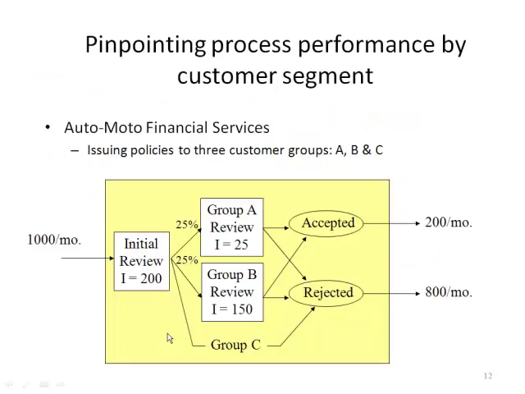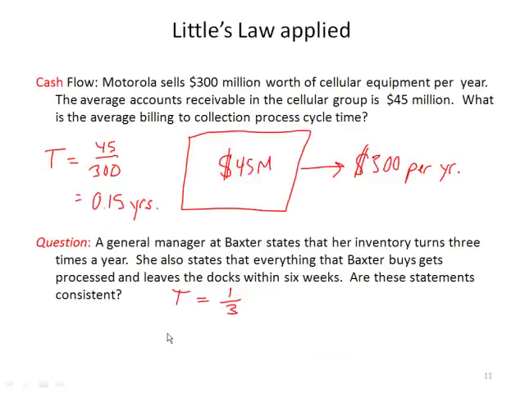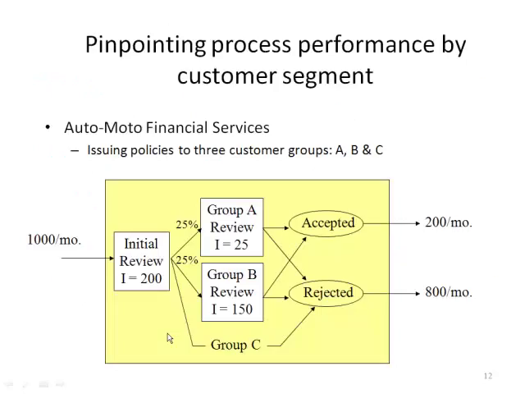Okay, now that we've gotten a little bit of practice applying Little's Law, let's use it to pinpoint process performance by customer segment. In other words, in the examples we did before, we were looking at the business in aggregate. If I'm Motorola and I'm looking at $45 million in accounts receivable, I'm not analyzing where that accounts receivable is coming from in terms of slow versus fast paying customers, international versus national customers, whatever. There may be situations where we actually want to understand how performance differs by customer segment. And this is the example we're going to go through here.